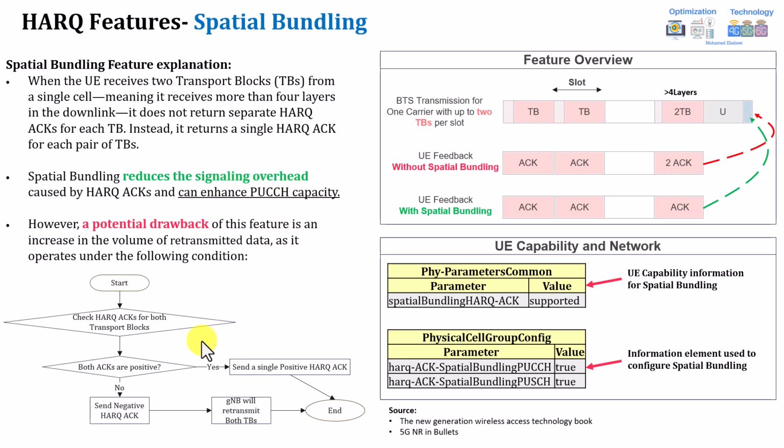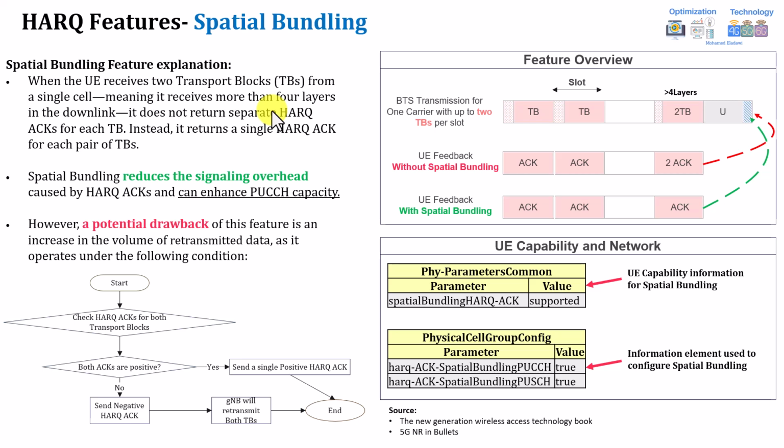But the potential drawback is, in case only one of them fails and the other one is successful, since not both of them are acknowledged, you will send one negative feedback, telling them to please retransmit both of them. This will increase the retransmission volume, because in case the transmitter only needed to retransmit one of them, it will be transmitting both of them, even if only one has failed. And this is the potential drawback.